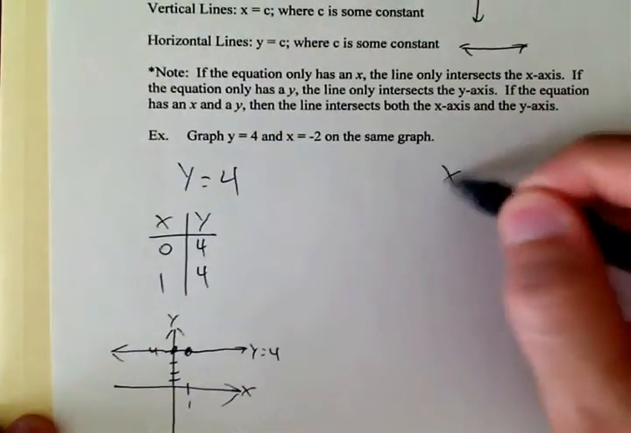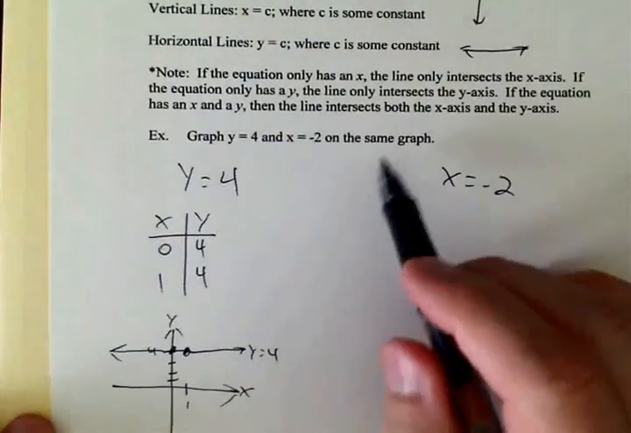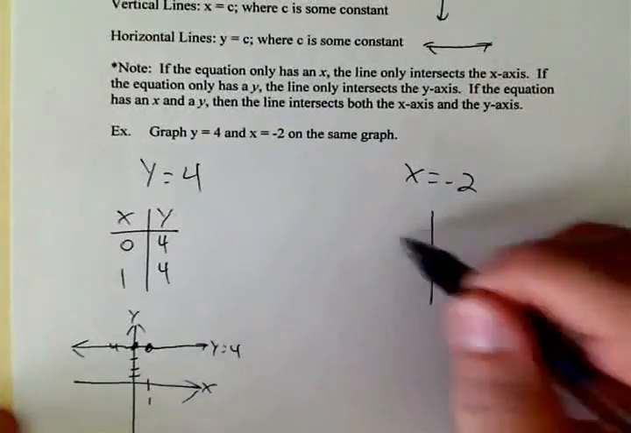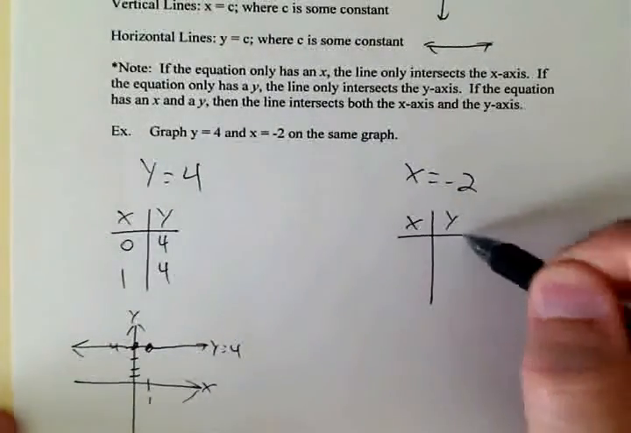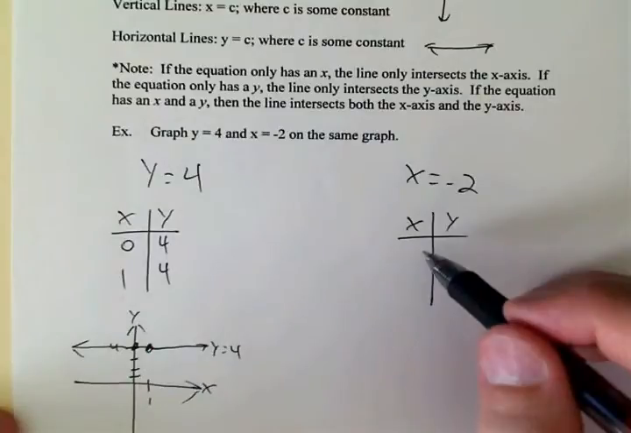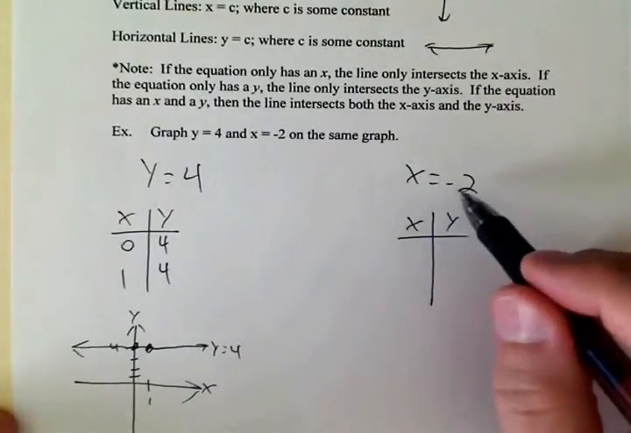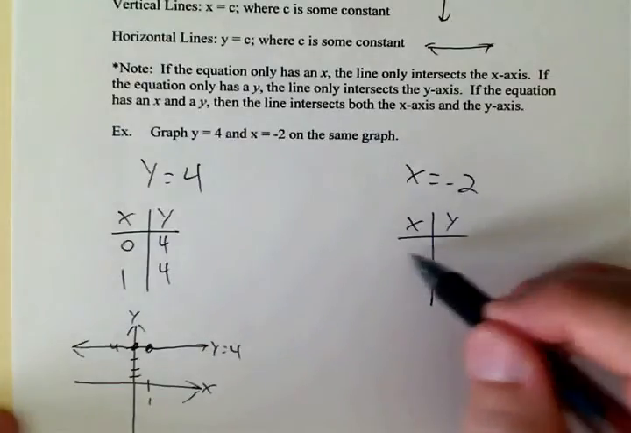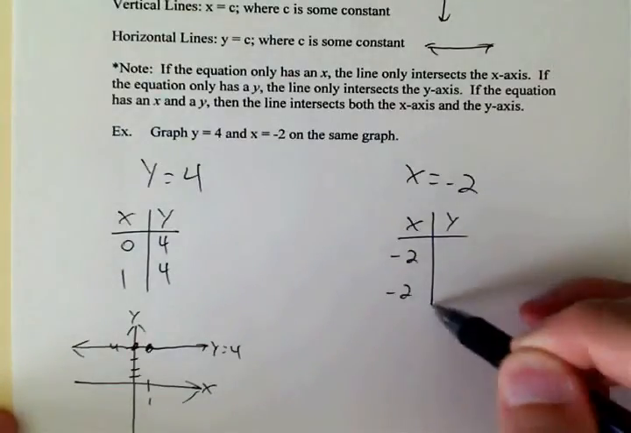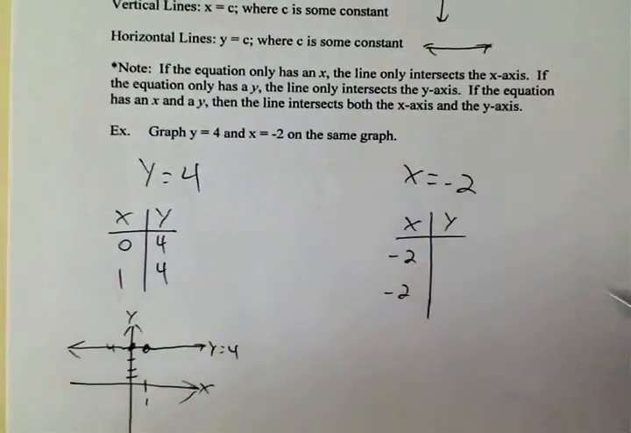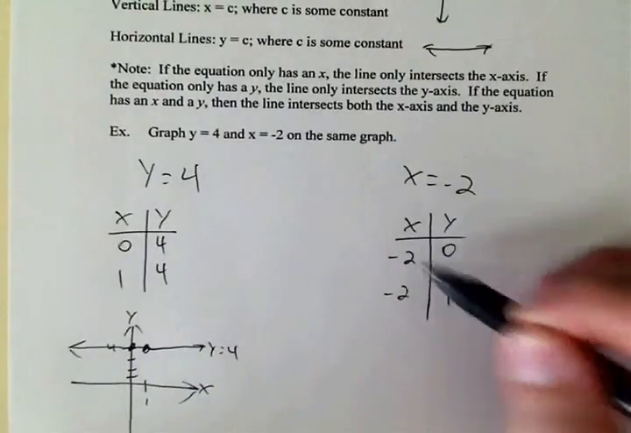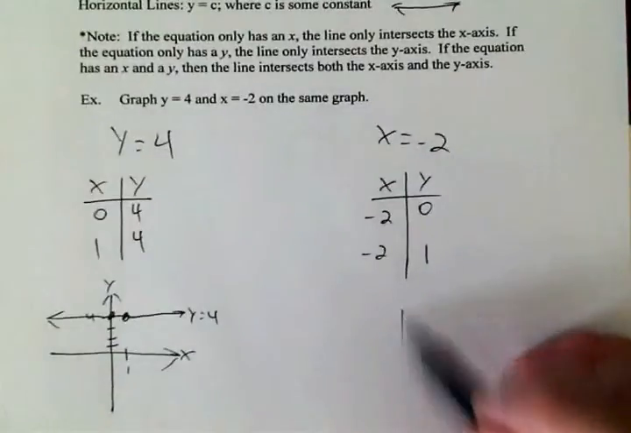Now let's graph x equals -2. I'm going to use a different graph. Once again, I'm going to plot points. Now, I cannot use just any x value here, because this equation says that x equals -2, which means x is always -2. Y values can be anything, as long as the x is -2.